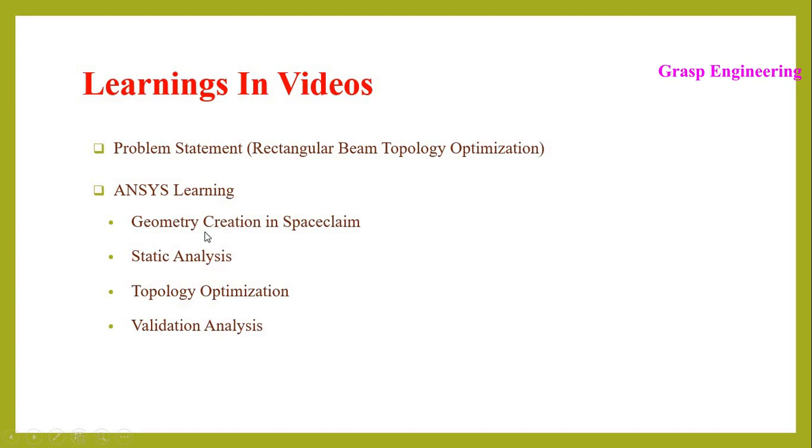learning part. So there we will discuss how to create a geometry in SpaceClaim or Design Modeler. Then we will discuss how to perform the static analysis, and then we will move towards the actual part, that is topology optimization. And then once our static analysis as well as topology optimization is performed, then for the optimized beam part we are going to perform the validation analysis.